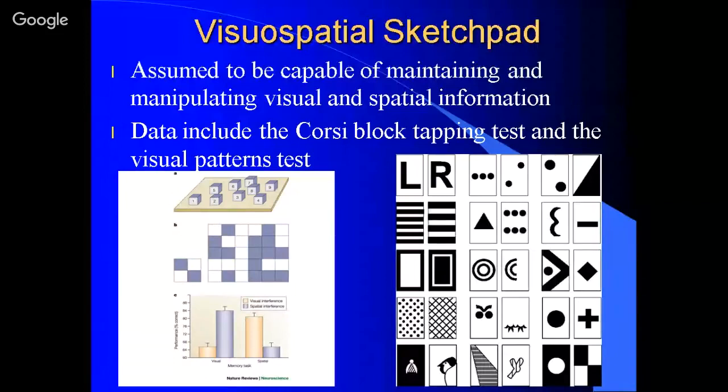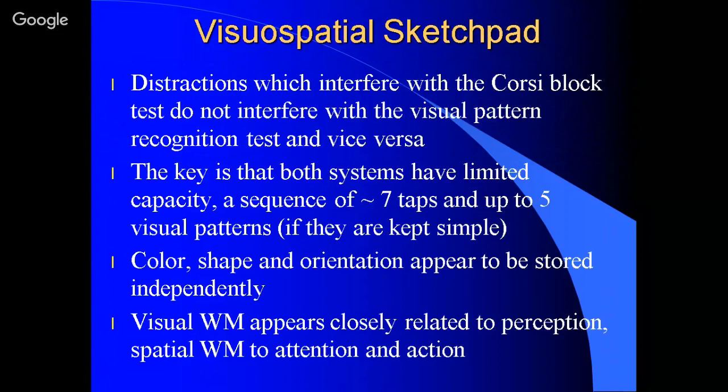Okay. So I want to keep focusing on this, because this is the only time we're going to talk about psychology. You need to learn how psychologists think from this lecture. It's very interesting. This lecture tells you a lot. Focusing on the visual spatial sketch pad then, see, distractions which interfere. Different things interfere with the two different tests, so the two tests are testing different things. They know that. The key is that both systems have a limited capacity. Remember, they defined working memory as having a limited capacity. This is the basis for that.